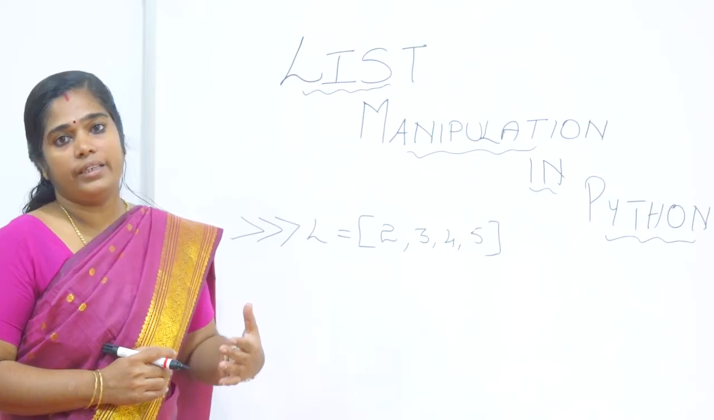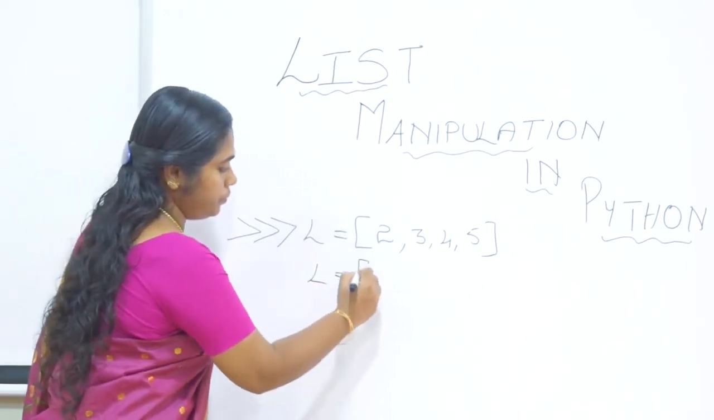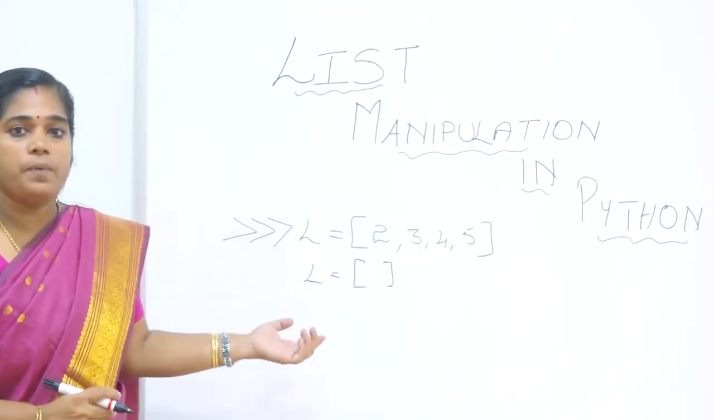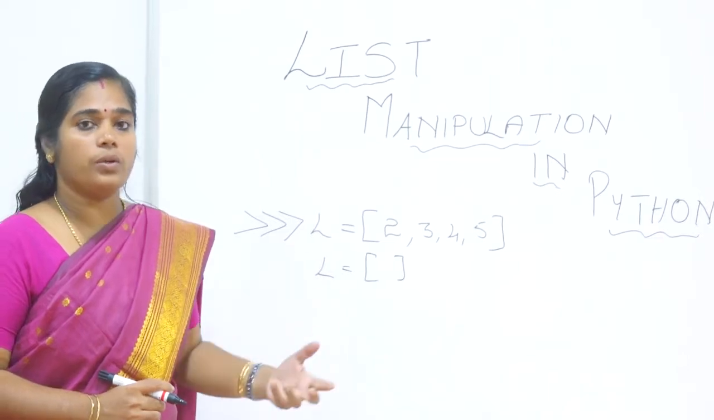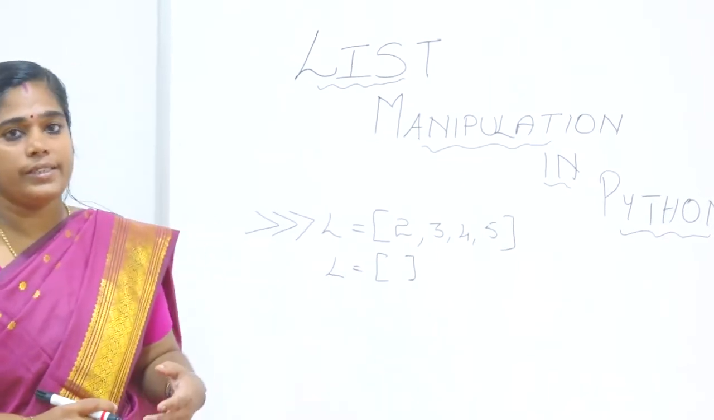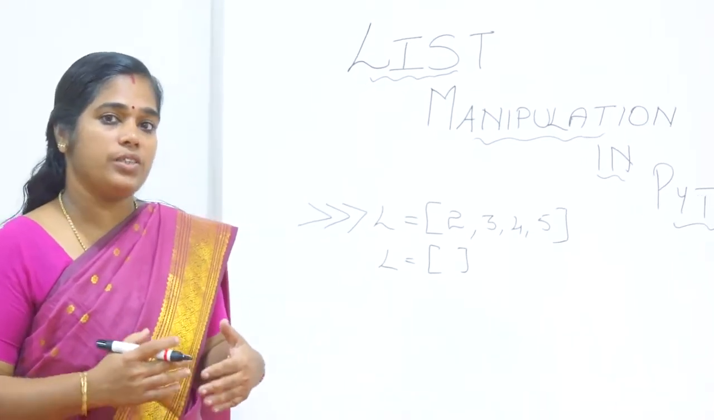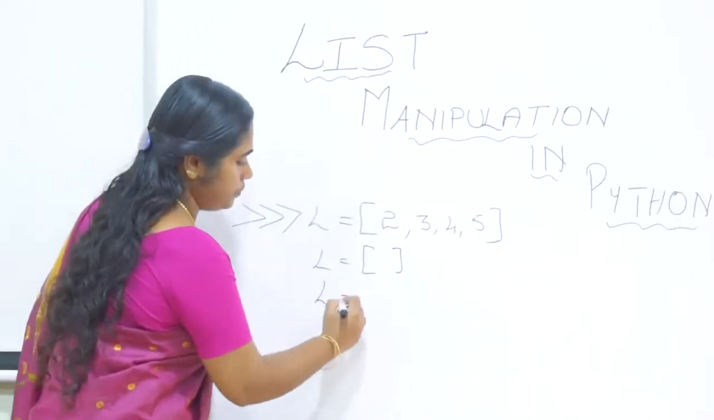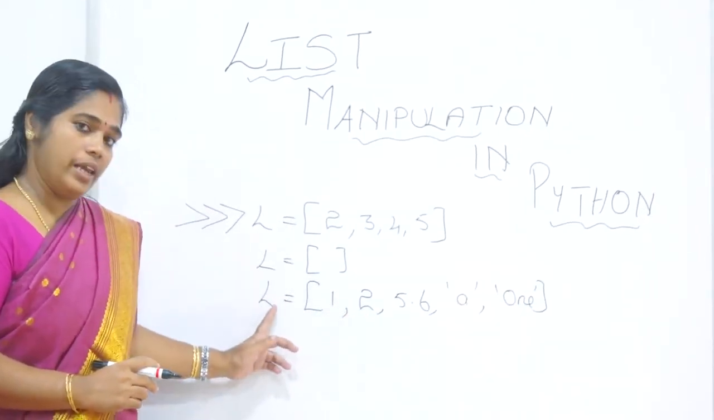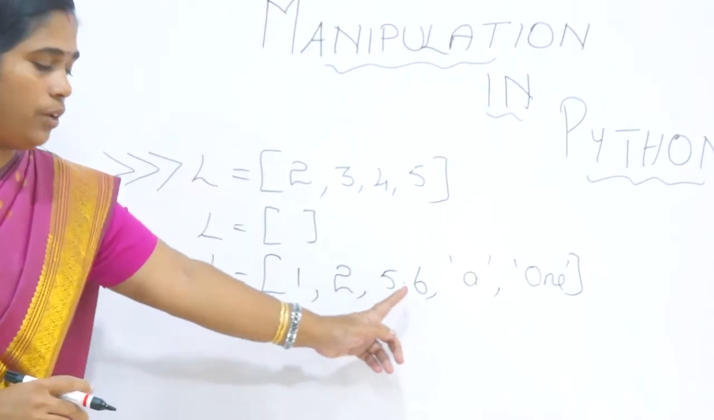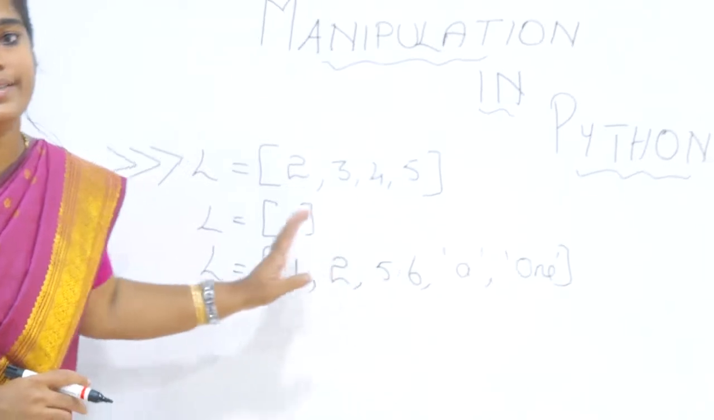We can also create an empty list by specifying no values inside the square brackets. We can also create a list with integers and floating values, or mixed values like characters and then strings inside it. You can see this list L consists of integers, floating numbers, character and string inside it.